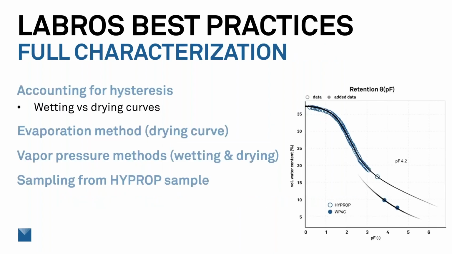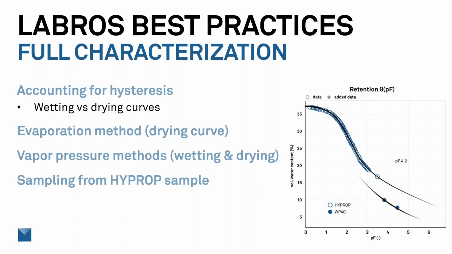So now that we've talked about all of the pre-parts of the measurement and understanding what instruments you need, let's think about, okay, I have my measurements and instruments ready and I'm going to be making measurements. What are the things I need to think about to get the best results? One of the first things that comes to mind for me is accounting for hysteresis. What I'm referring to here is a wetting versus a drying curve. On the graph on the right, we have an example of a measurement from the HyProp that's on a drying curve and a measurement from the WP4C that's on a wetting curve.